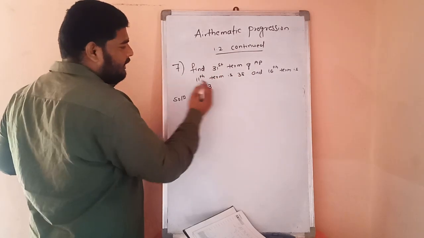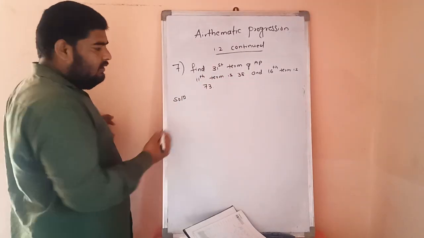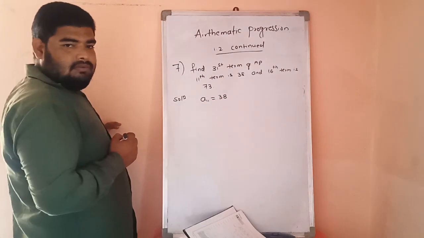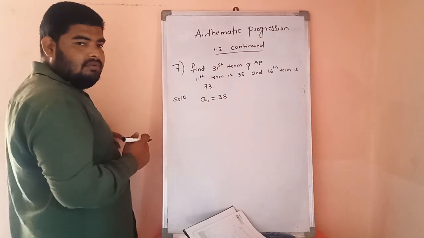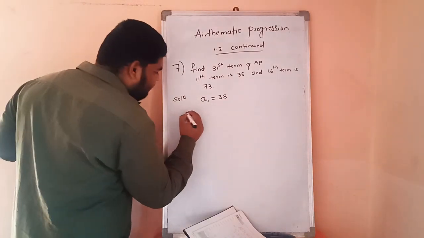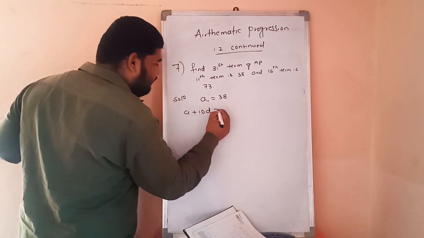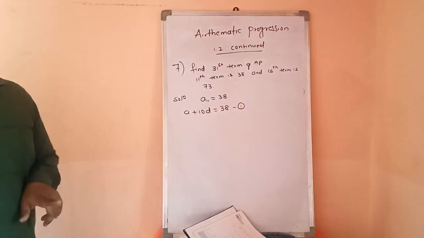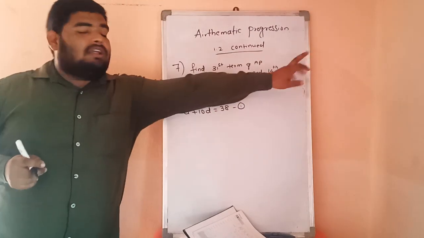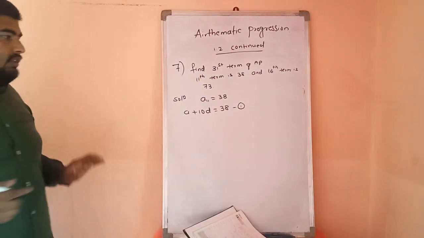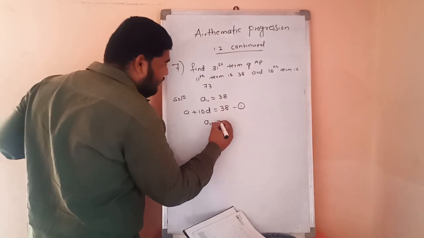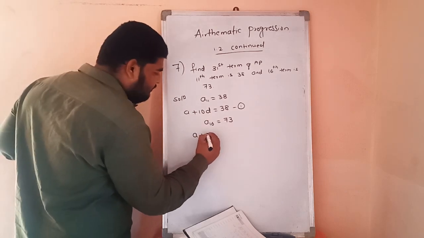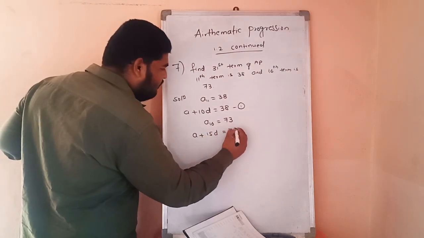The 11th term is 38. So a11 is equal to how much? 38. Correct? So a11 is nothing but a plus 10d. a plus 10d is equal to 38. So this is equation 1. Okay, now the 16th term is 73. The 16th term, a16, is how much? 73. So a16, that is a plus 15d, is equal to 73.